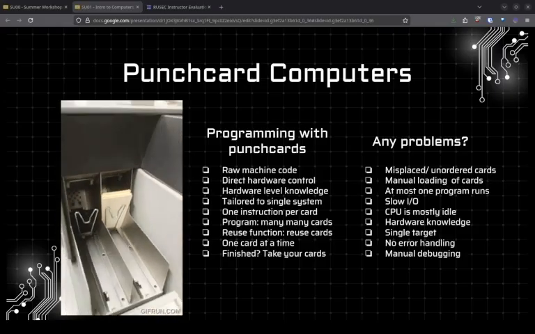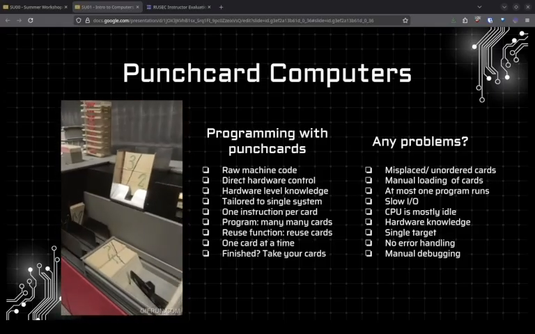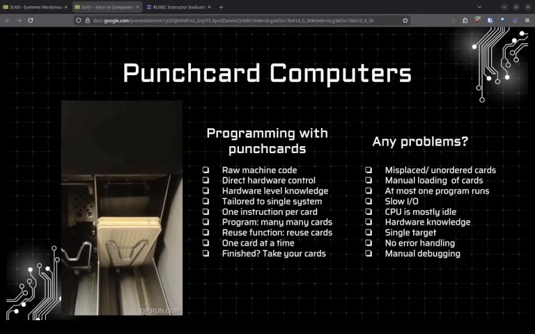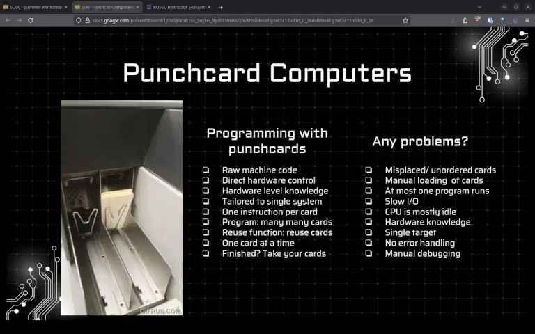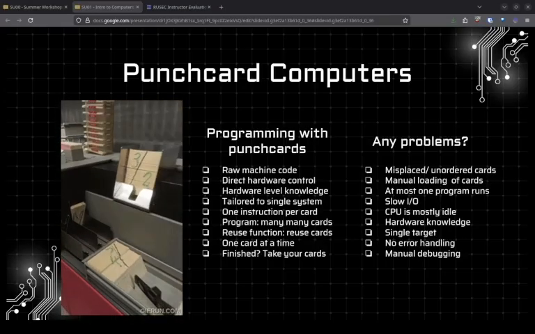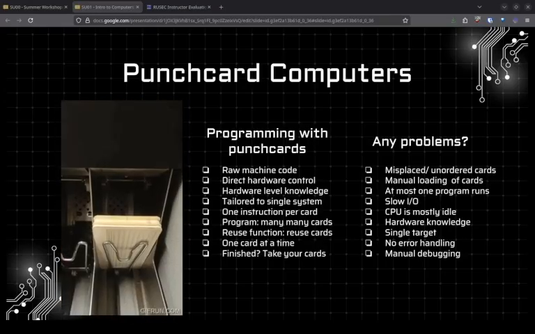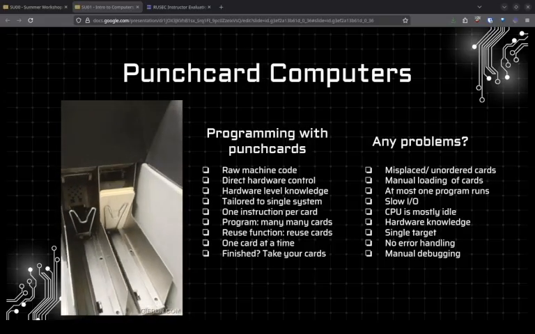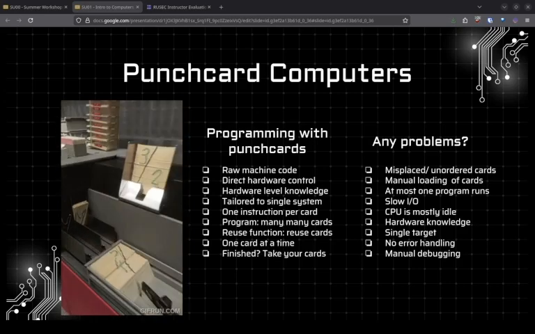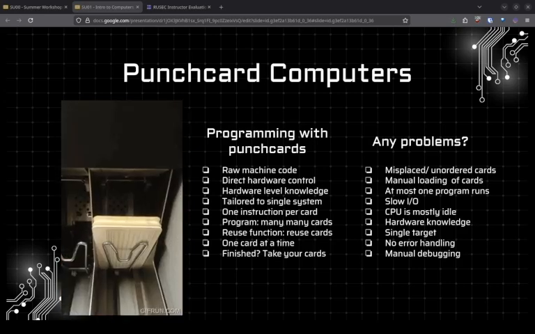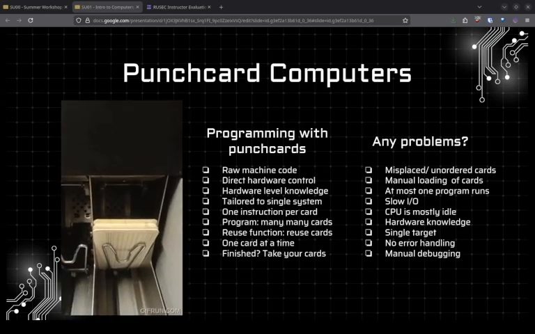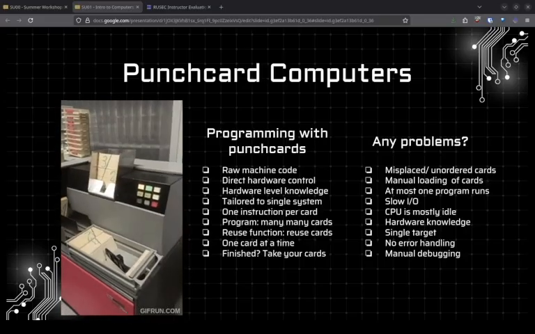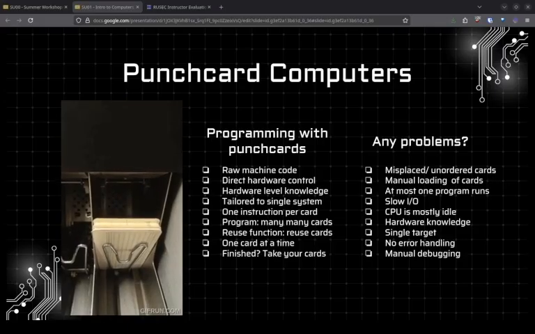To write a program for a computer, you had to know the exact hardware specifications, what signals would trigger a print, and so on. You had to have the specifications for not just the machine, but also the devices. This means that your programs were typically tailored to a single system, and because each computer has its own quirks, most programs were written to support only the computer they had, along with its I/O. Afterwards, you'd have one instruction per card.